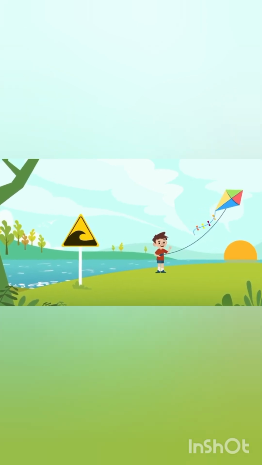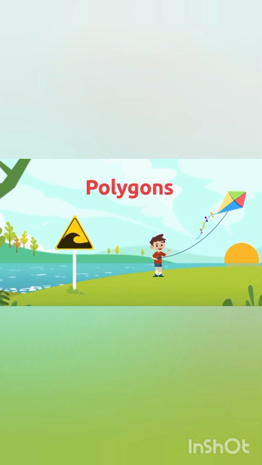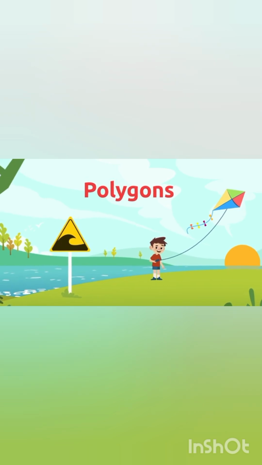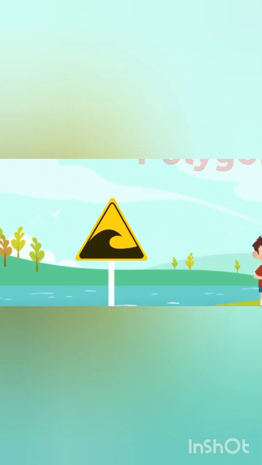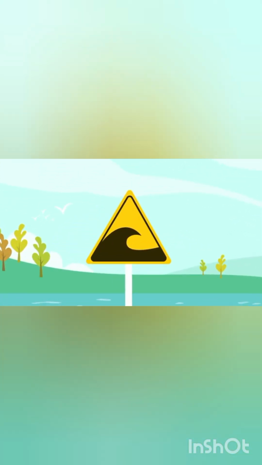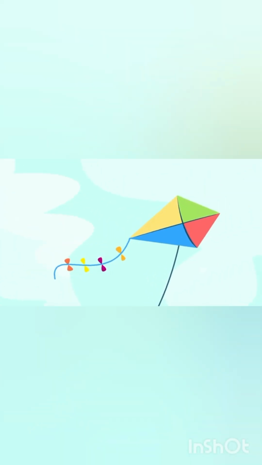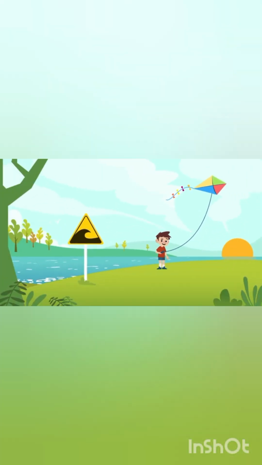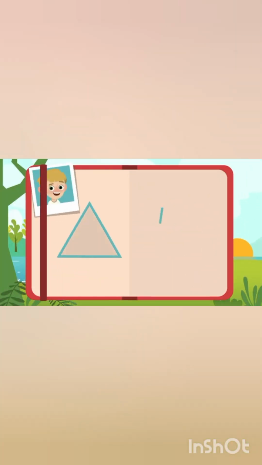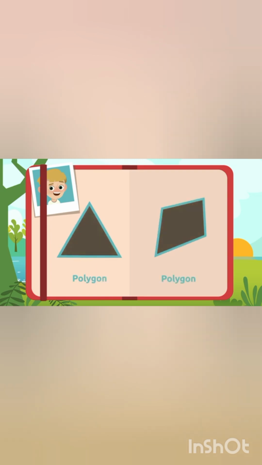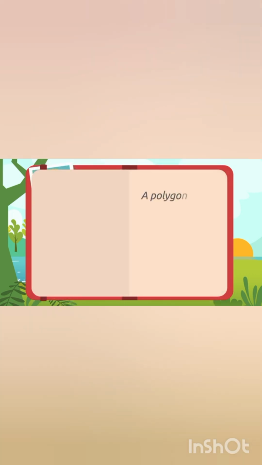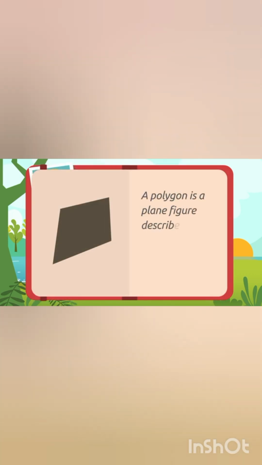In our daily life we can see different types of geometrical shapes. They are commonly known as polygons. Here you can see different types of geometrical shapes, in the form of a traffic signal and a kite. These are commonly known as polygons. So we can see that a polygon is a plane figure described by a closed polygonal line.